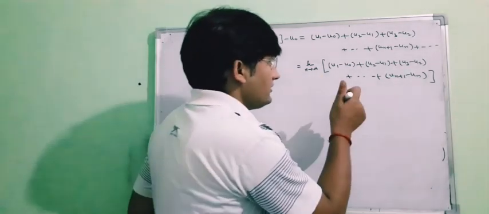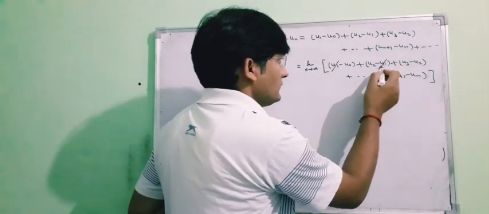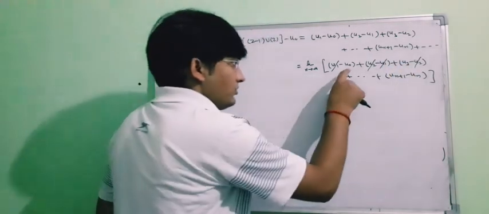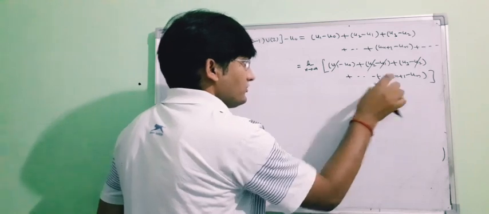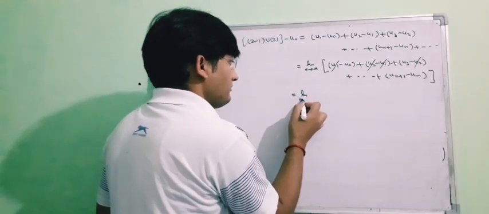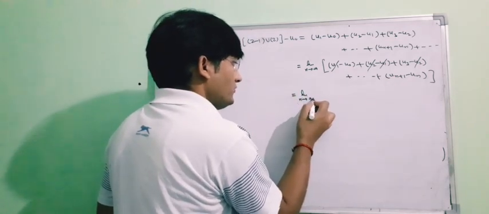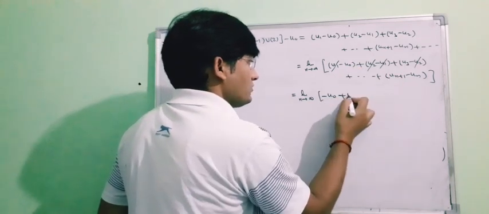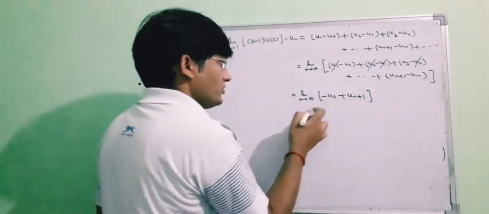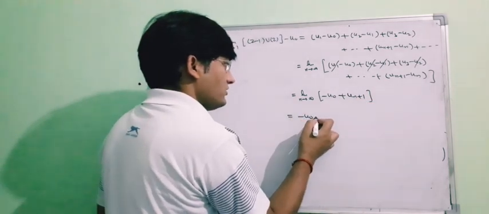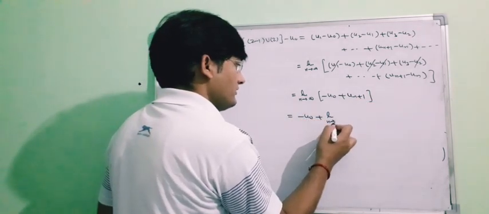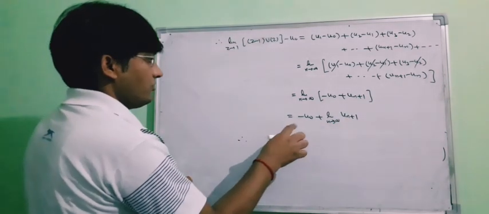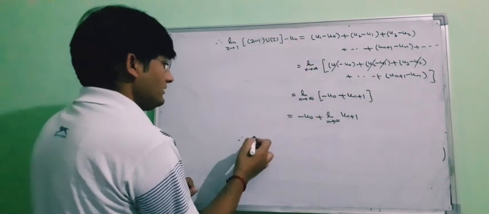Now here you can see that our U1 is cancelled, U2 is cancelled. So all the terms will get cancelled. We will have just this U0 and this U(n+1). So on the right hand side we will have, as n tends to infinity, minus U0, and here we will have U(n+1). This U0 is constant, so we can write it as U0 plus limit n tends to infinity of U(n+1). Therefore, now this U0 and this U0 will get cancelled.